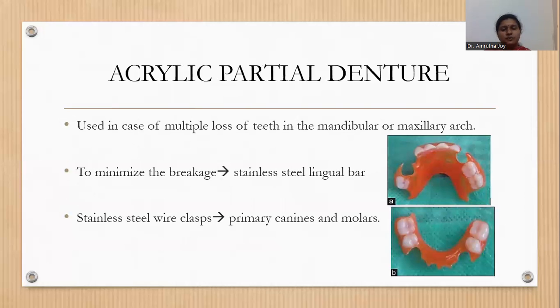Coming to some types of removable space maintainers, one is the acrylic partial denture. And it is used in case of multiple tooth loss, either in maxillary or mandibular arch. To minimize the breakage, we can give a steel lingual bar, which will strengthen the acrylic part. Then stainless steel wire clasp can be given, especially in primary canines and molars on both sides.